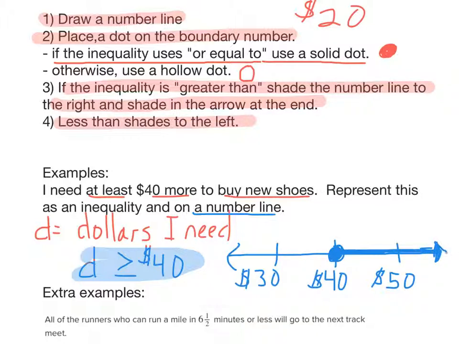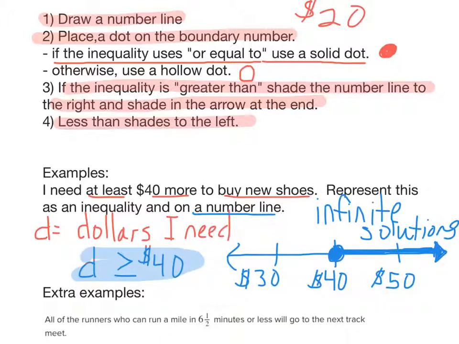Okay, that means that all those numbers that are shaded in, $40.10, $42, $50, $6 million, all of those would be enough money to buy my new shoes. So it's important to know that with an inequality, we are showing infinite solutions. There's not just one answer. There are infinite solutions. You couldn't name all the answers.